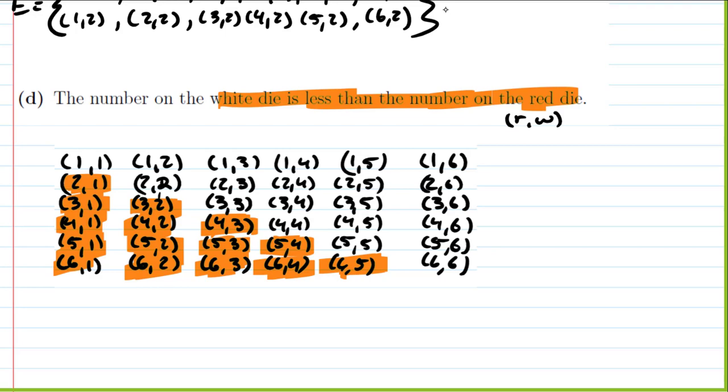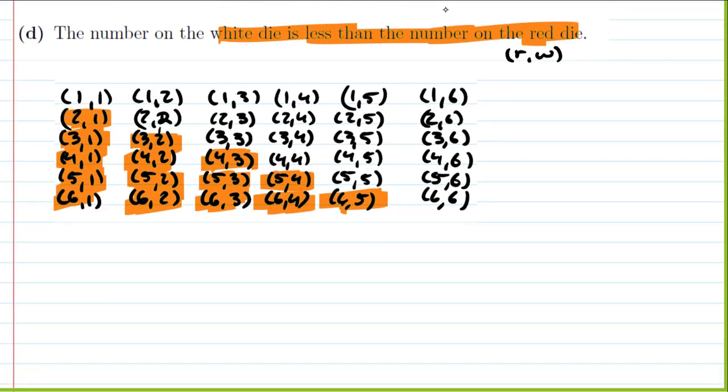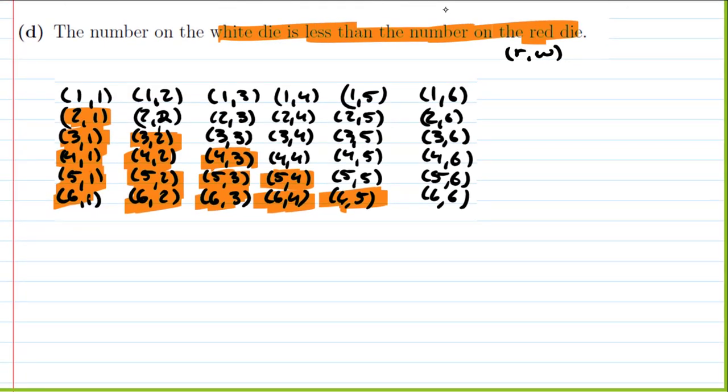So how many events would there be in that space? Well, 1, 2, 3, 4, 5, 6, 7, 8, 9, 10, 11, 12, 13, 14, 15. So E is the orange above. I mean, we could list them all out, but that's the idea of what's going on. So that would be our event that the white die is less than the red die. And that's how that could occur.